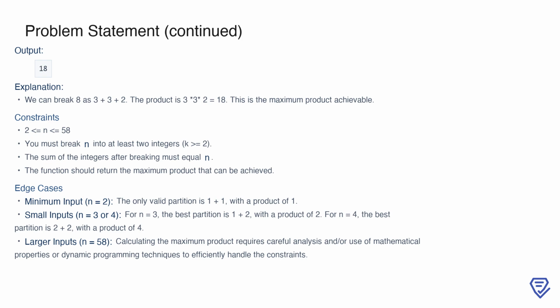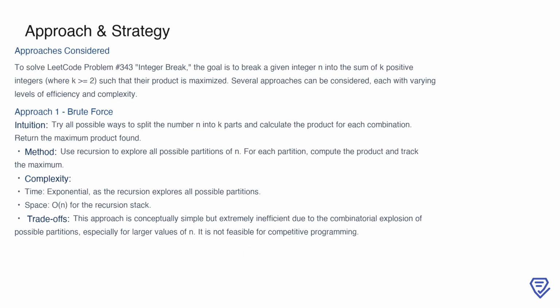To solve the integer break problem, the task is to split a given integer n into the sum of at least two positive integers such that their product is maximized. One potential approach is brute force. The intuition here is straightforward. We try every possible way to partition the number n into k parts, calculate the product for each partition, and track the maximum value. This method involves using recursion to explore all possible partitions of n.